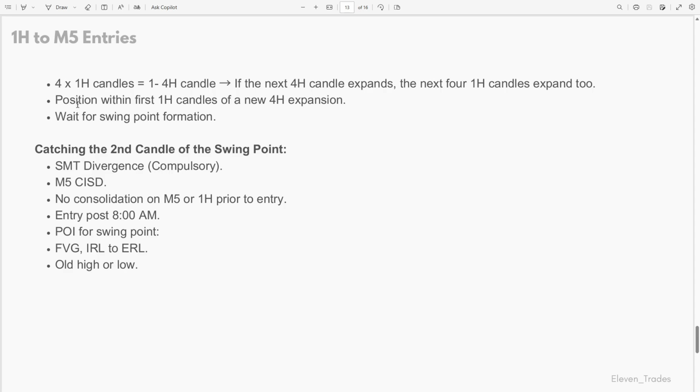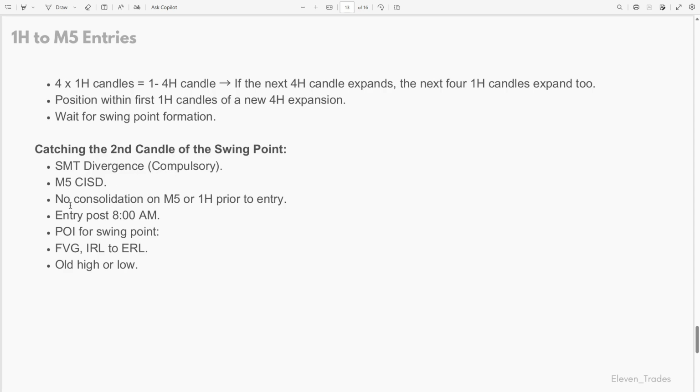It uses the framework that there are four 1 hour candles inside a single 4 hour candle. If we know that the next 4 hour candle is going to expand, then the four 1 hour candles will also expand in that direction too. So we have to position ourselves within the first candles inside that 4 hour candle, waiting for the swing formation on the 1 hour chart. And for catching candle 2 of the swing point, SMT divergence is compulsory.